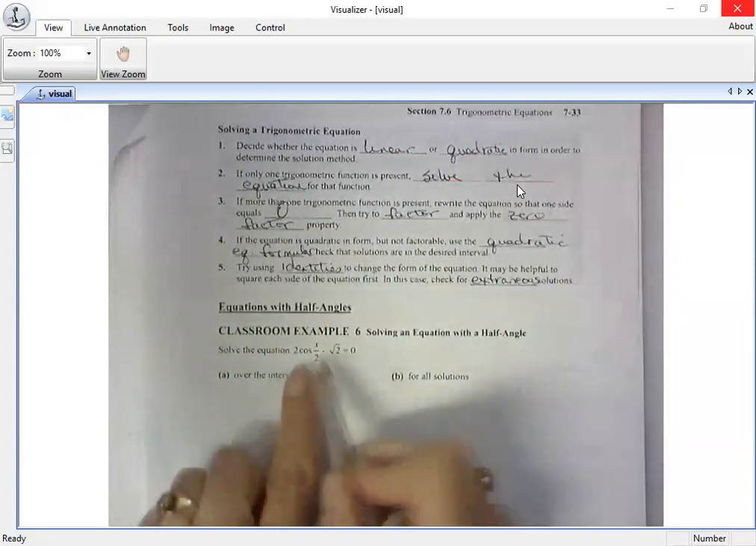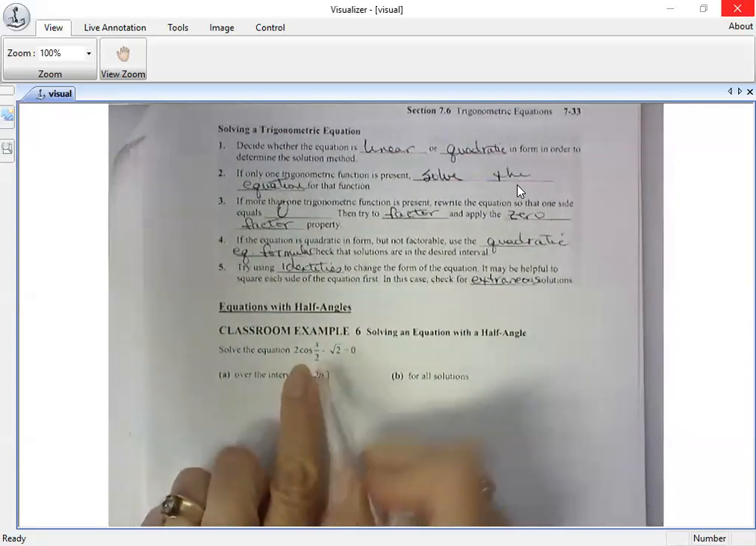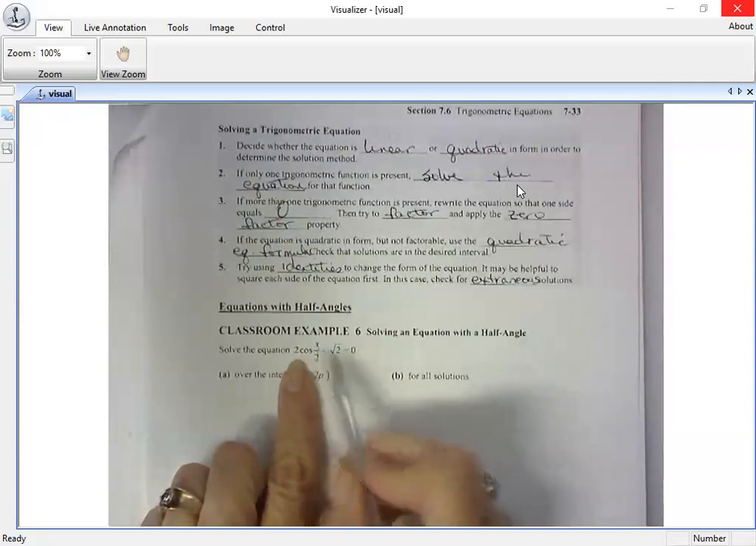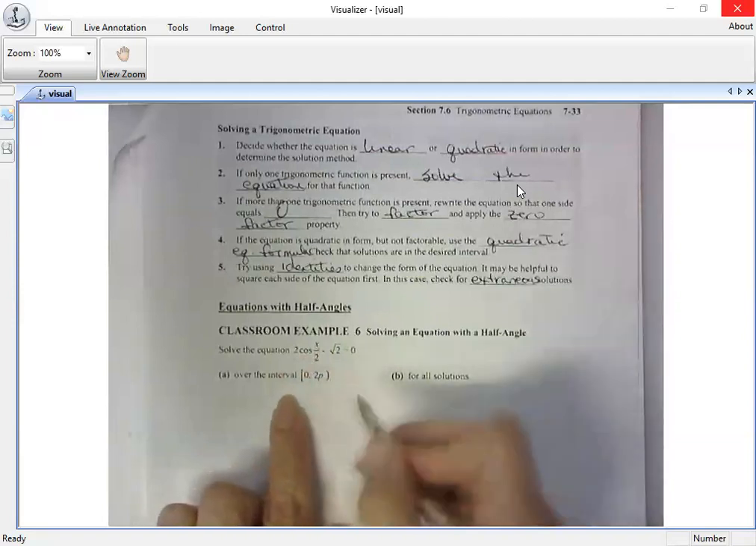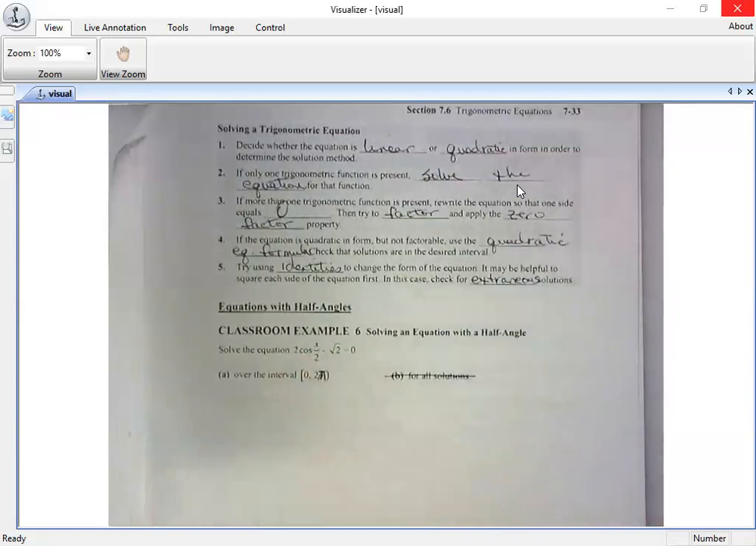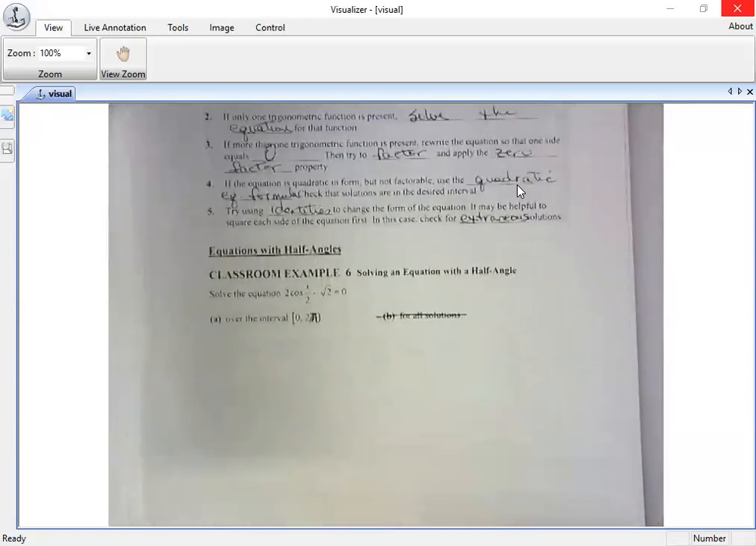Now, look at this one. We've got 2 times the cosine of angle x over 2 minus the square root of 2 equals 0. We're going to try to solve this in the interval from 0 to 2 pi. We're not going to worry about the all solutions part. So how many trig functions do you see in there? So what do we want to try to do? Do we want to isolate for it?